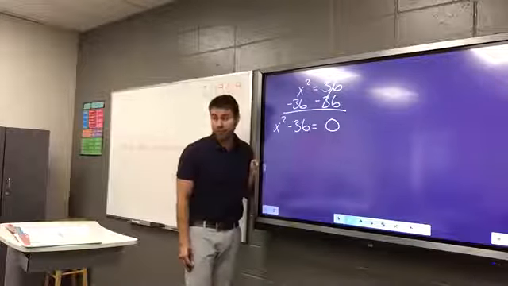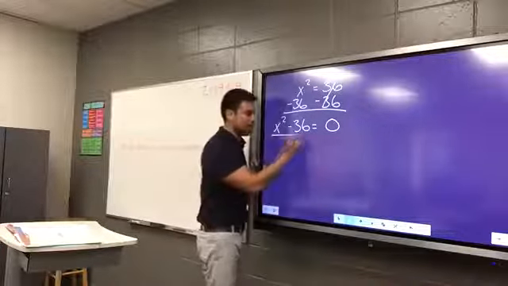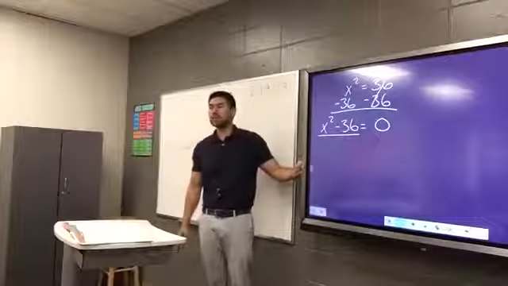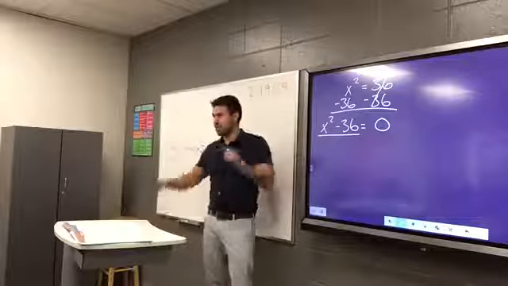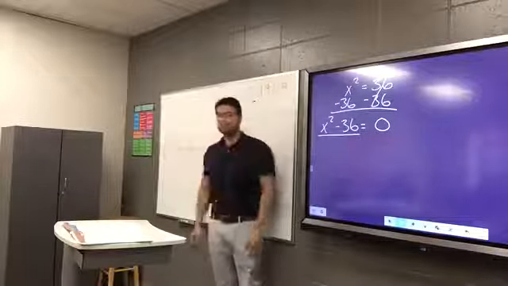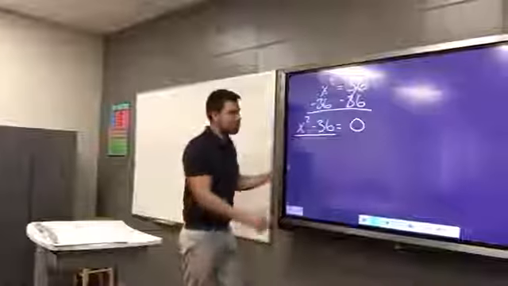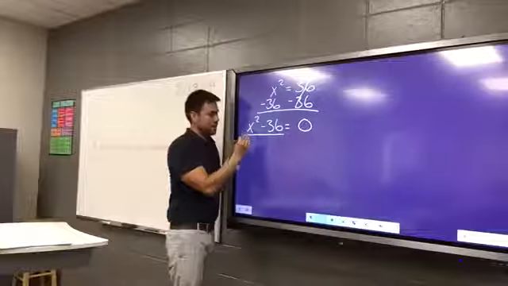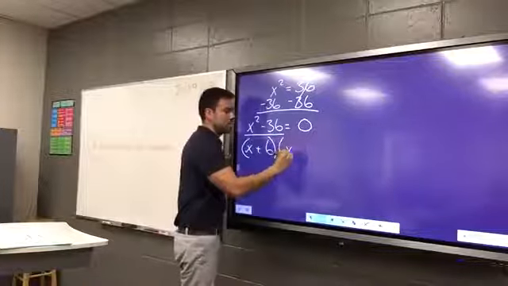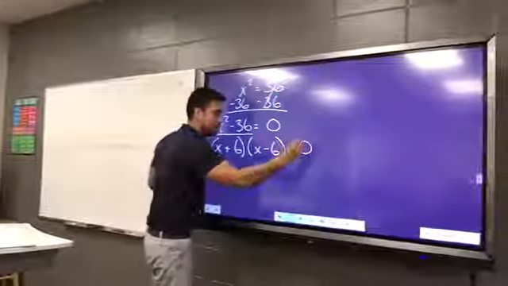Now I can factor it. This is a binomial. Does anyone remember what's the only option you have for binomials? Factoring. Think of your chart. It's at the very top. Difference of two squares. Anyone know what those two squares are? x plus 6, x minus 6 equals 0.